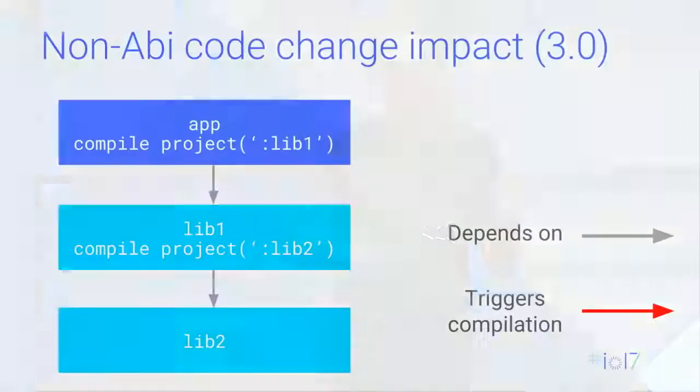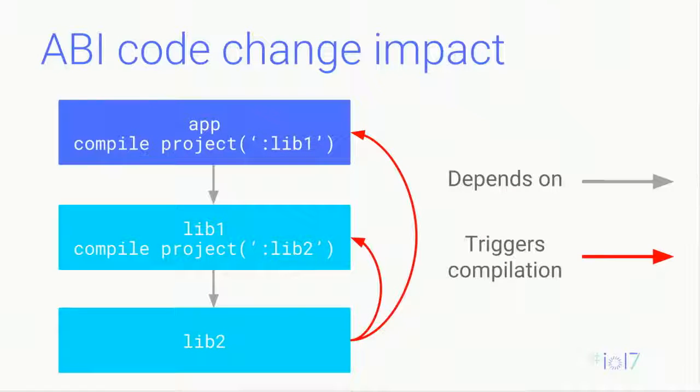So let's look at how it looks. I have a non-ABI change, so something which is private to lib2 is being changed. Nothing is recompiled. Now I have an ABI change, and we are going back to the original pre-3.0 recompilation. I'm changing something which is visible in lib2. lib1, which is importing it directly, has to be recompiled. App, which is importing it transitively, also has to be recompiled.